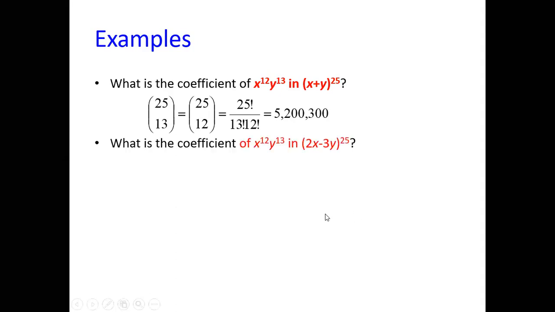Okay? Now, pay attention to this. What is the coefficient of the same term, x power 12, y power 13, in (2x minus 3y) power 25? Be careful. We have a negative sign here. How do we solve it? Of course, it's not the same. It is a different value from above. Who tells me?